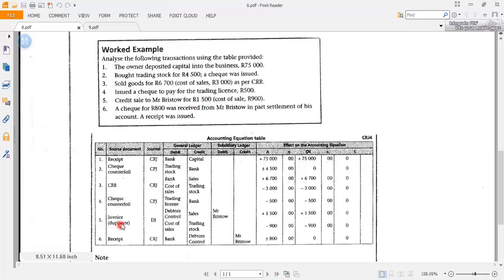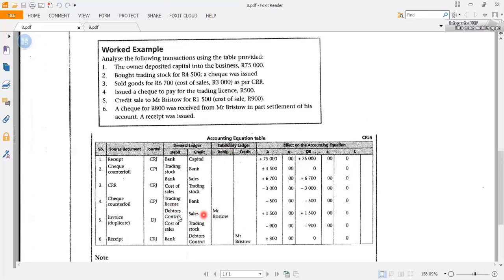Go here. It's a duplicate invoice. Remember, where's the original invoice? It's given to Mr. Bristro. Okay, so we effect it in our debtors journal. We are now going to debit debtors control. Can you see here? And credit sales. Ignore this for now, learners. Ignore it because I am not going to show you the subsidiary ledger this year.